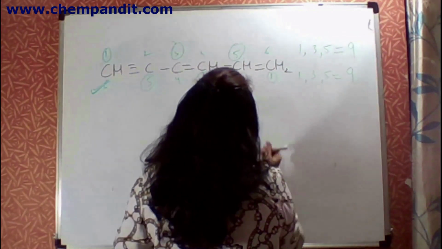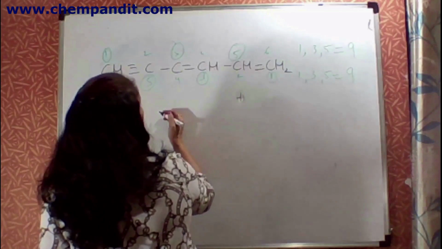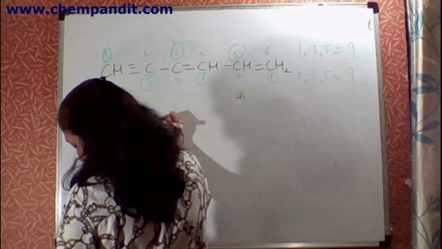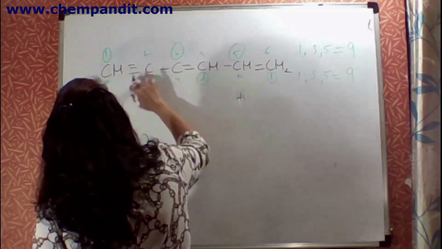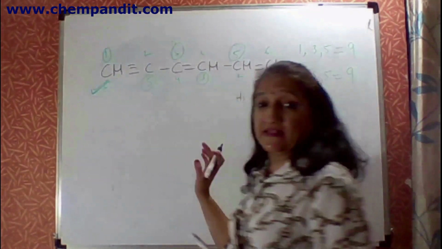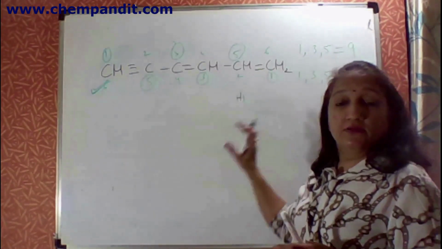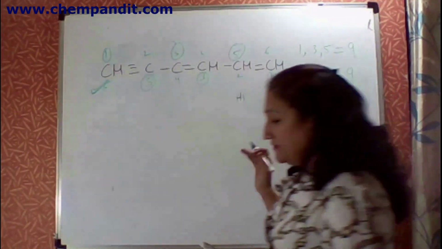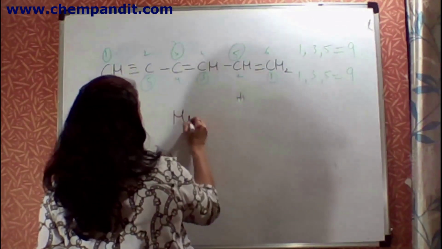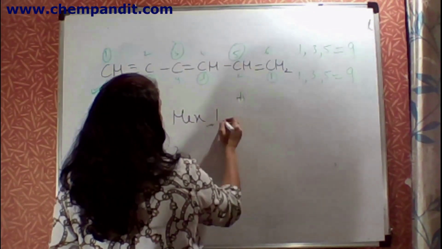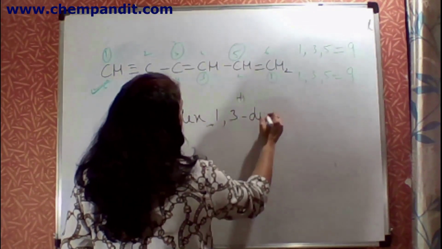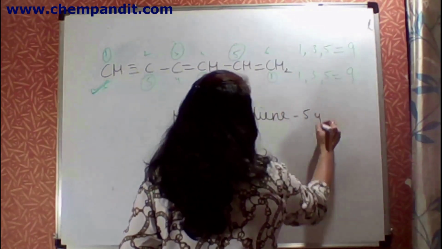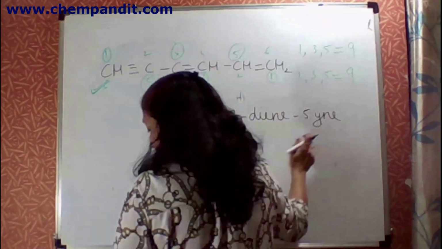So according to this, what does the name become? Always remember, the triple bond becomes the suffix. That is the rule. The rule is that triple bond becomes the suffix -ine. Clear? So we will write the name of this compound as hex, word root, 1, 3, diene, 5, ine. Clear? The suffix is the triple bond.